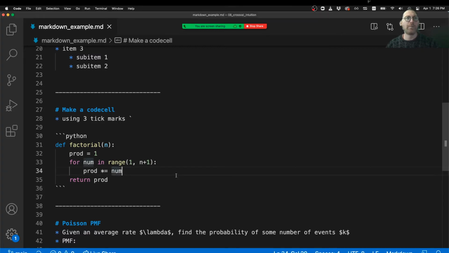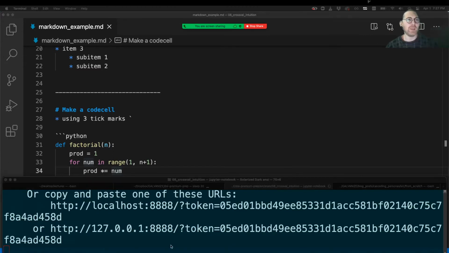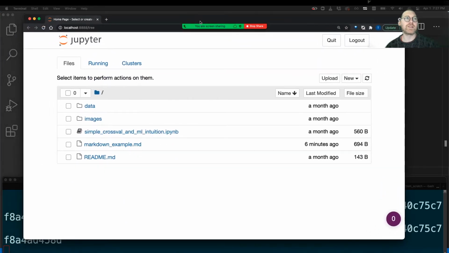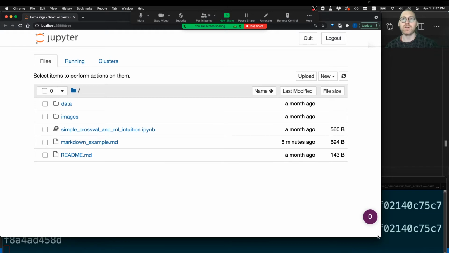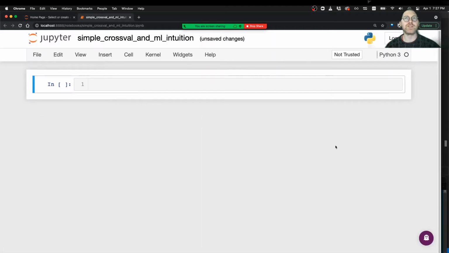So maybe what I'll do first, I'll type Jupyter Notebook in my terminal. I have Anaconda installed, so this is actually going to open a server on my machine. And here's a browser showing what's in that server. And here's the notebook I'm going to be working in, simple cross-val and ML intuition.ipynb.